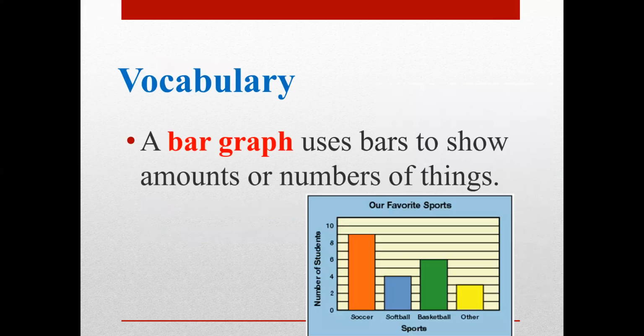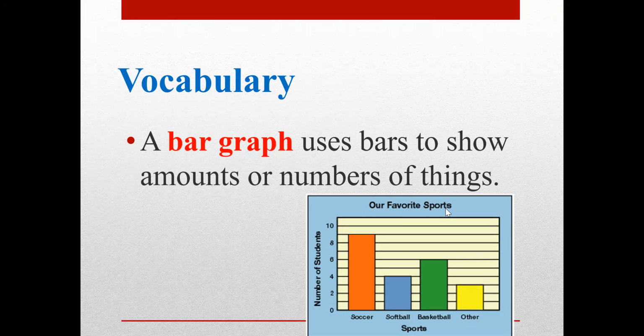All right, now the vocabulary. A bar graph uses bars to show amounts or numbers of things. Now take a look at this image here. I always ask you, what is the first thing that you will look for when you look at something like this? Very good, you will look at the heading. Okay, so this gives you a summary of what the bar graph is all about. It talks about our favorite sports.